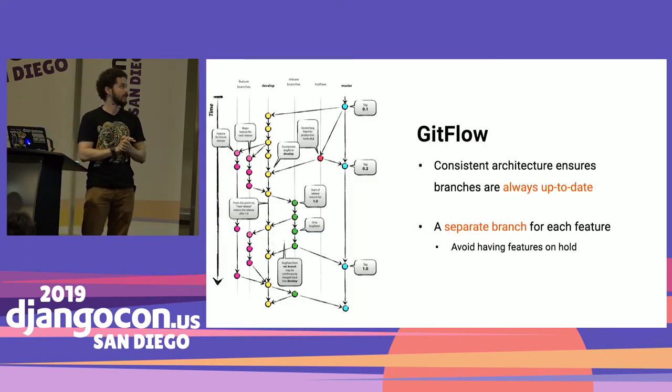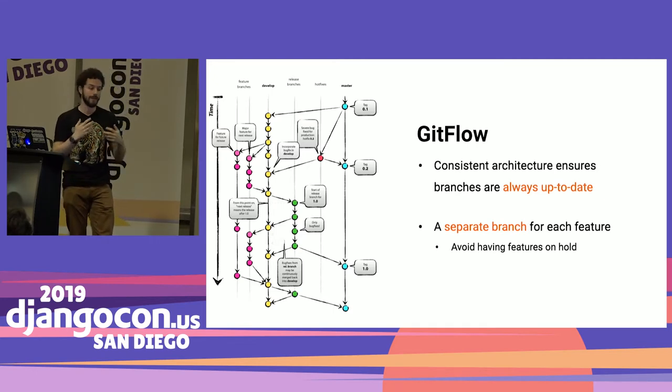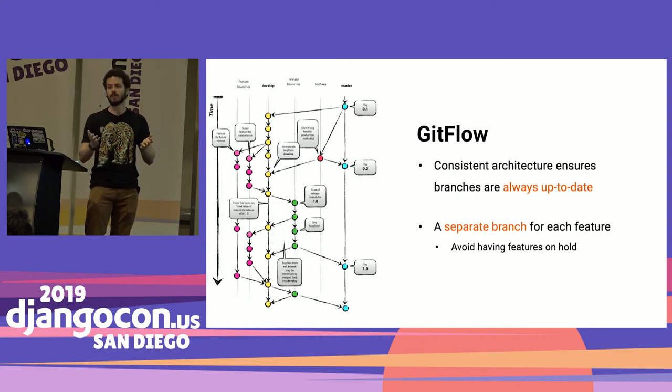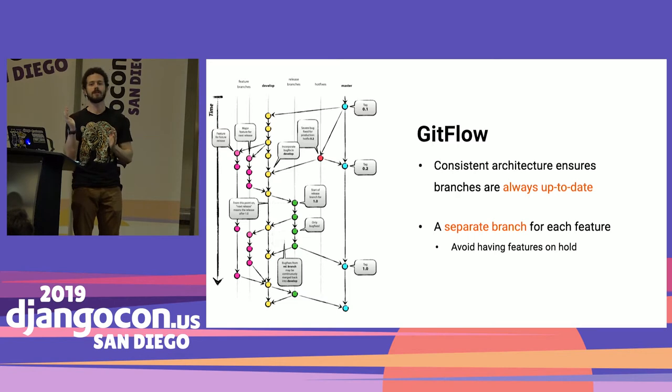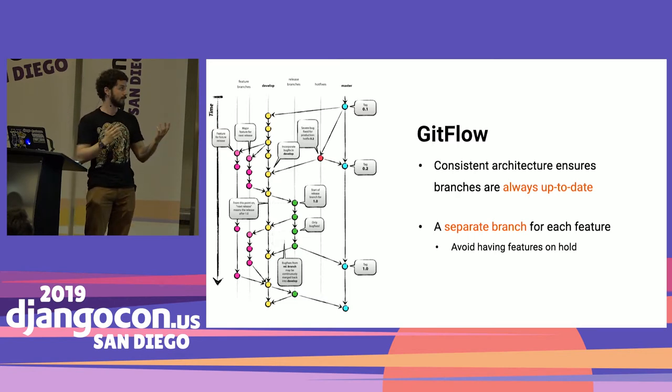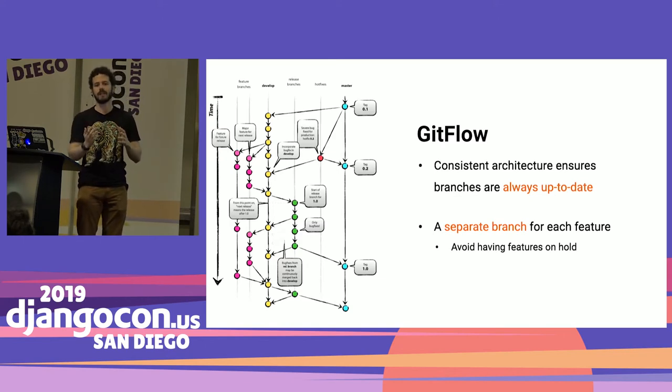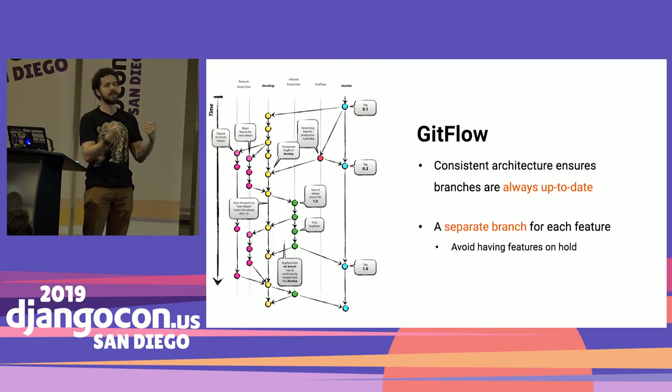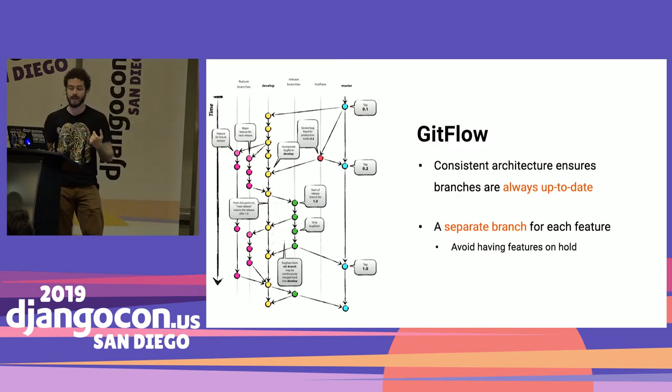Another thing that's very interesting is Git flow. Maybe some of you are already familiar with it. Git flow is a consistent architecture that ensures that branches are always up to date. The idea is that whenever you're going to build a new feature, you branch off the master branch so that you're pulling from the most up-to-date code, and you're also not risking conflicts because everybody's pulling from that same branch.